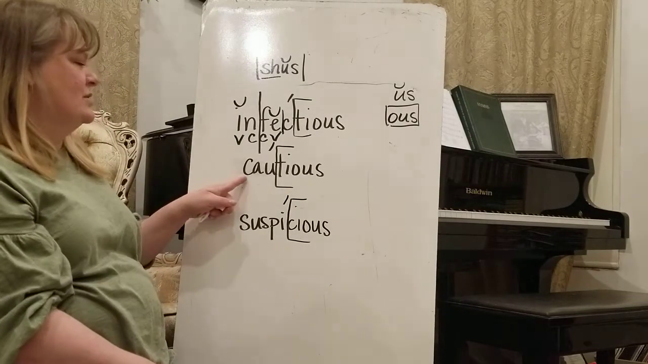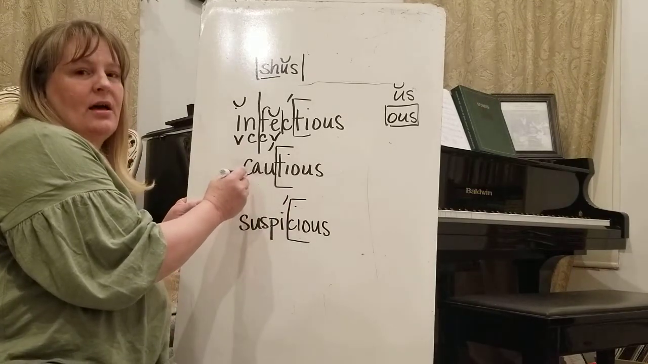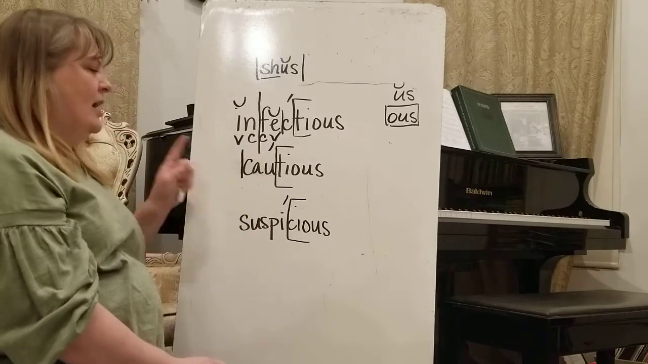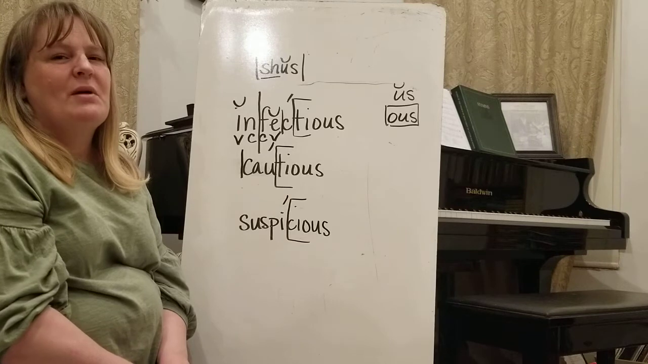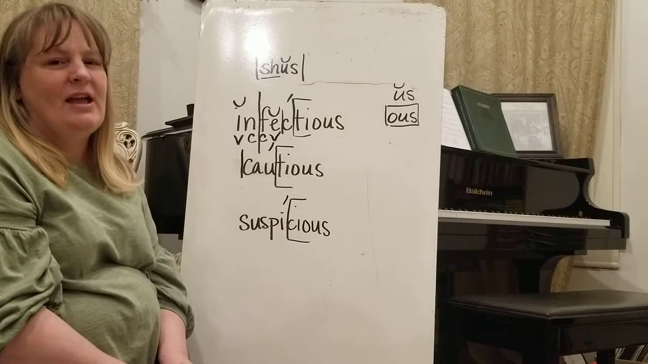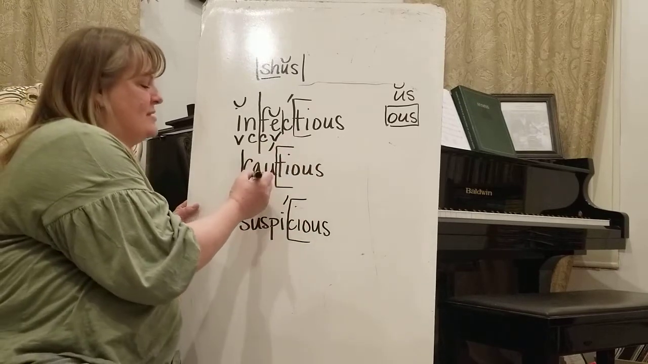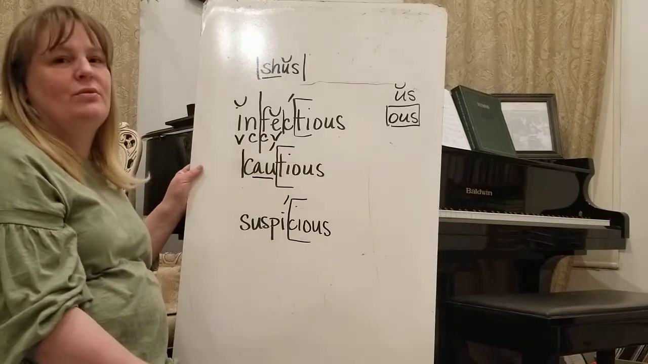All right, let's do cautious. We have our C is saying K, K, cautious. So we're going to get our K back there. And AU together are saying ah. Do you remember what AU is? Our keyword for AU is faucet. If you said digraph AU, you were right.